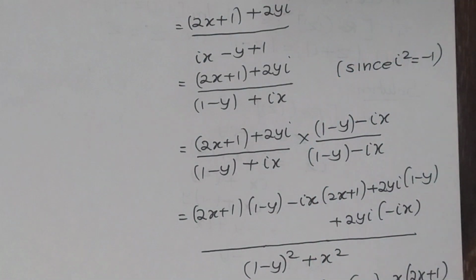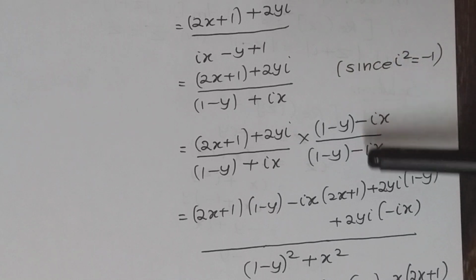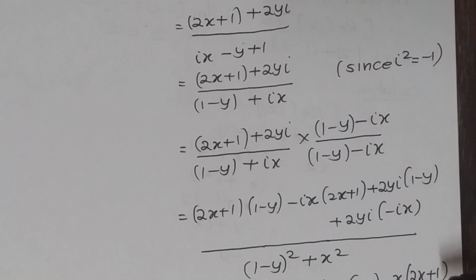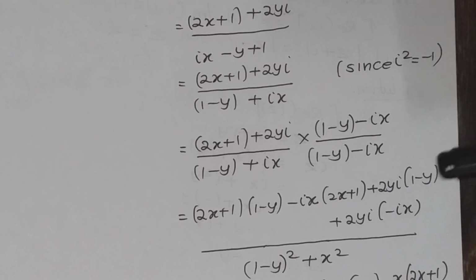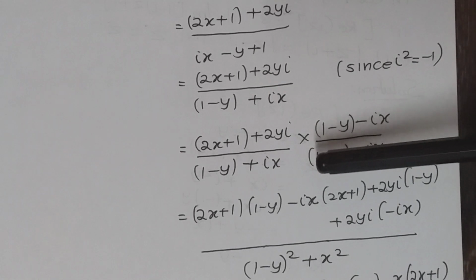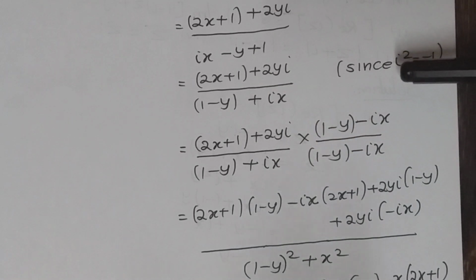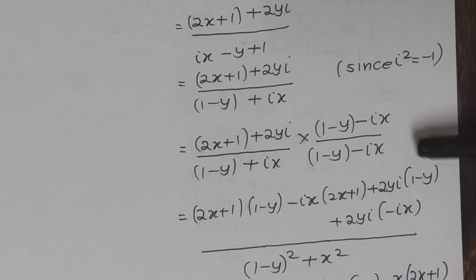So how will you divide two complex numbers? So many problems we did. Just take the complex conjugate of the denominator, then multiply both numerator and denominator with the complex conjugate. Complex conjugate of the denominator, not the numerator. The denominator is 1 minus y plus ix. So what is the complex conjugate? 1 minus y minus ix. So multiply by 1 minus y minus ix over 1 minus y minus ix.